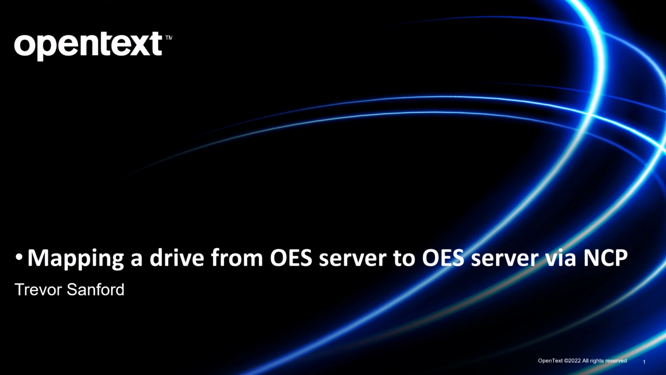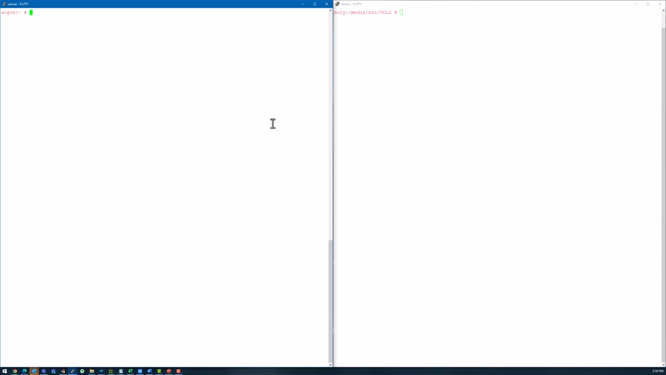Please note that this does not transfer the NSS trustees and attributes, so if those are needed, this might not be the best method. This is a good method for using dbcopy to transfer the GroupWise data from one server to another. Here I'm connected to two servers.